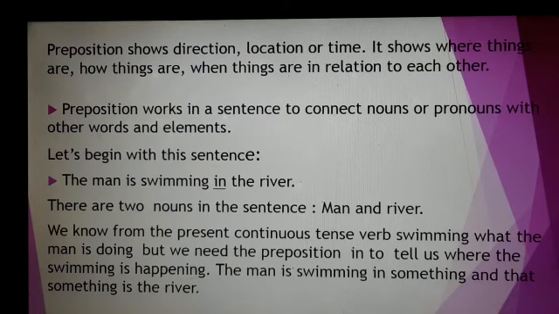The man is swimming in the river. There are 2 nouns in the sentence, man and river. We know from the present continuous tense verb swimming what the man is doing, but we need the preposition in to tell us where the swimming is happening. The man is swimming in something, and that something is the river.